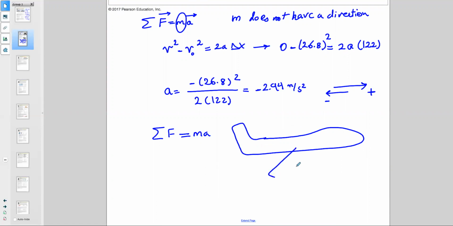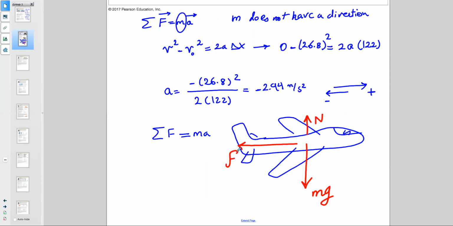If we have an airplane, and it has an mg, which is always down. It has a normal force because it is staying on some surface, but they will always cancel out. And then it does not have any force pushing it forward towards the positive. The only force is the force of friction, or I'm just going to show it with a small f, okay?